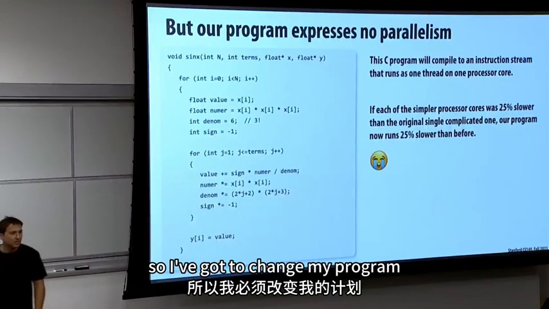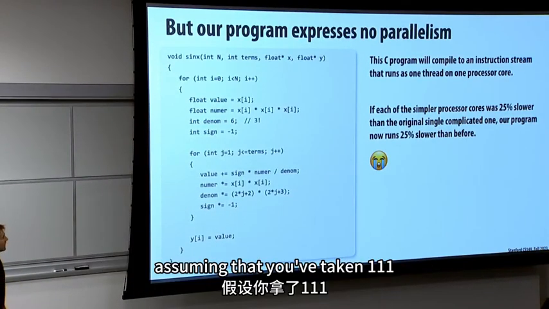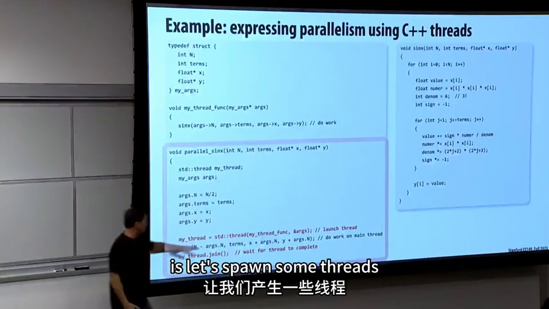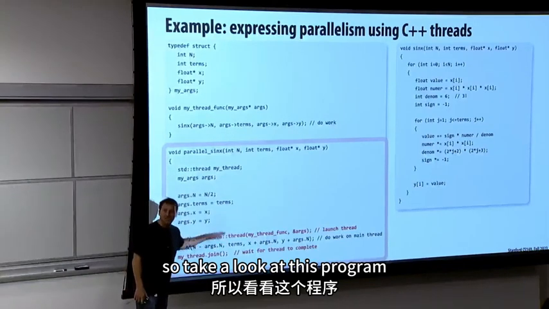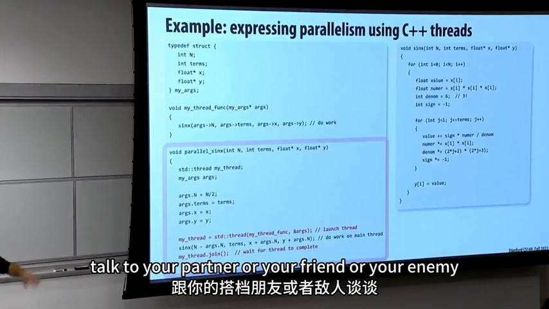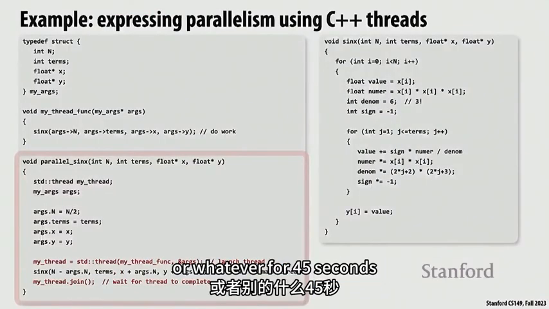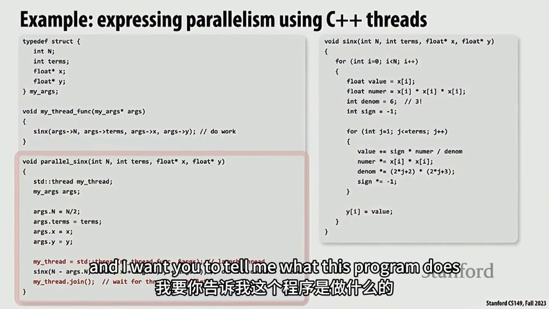So I've got to change my program. Let's do it in the only way that we know how, assuming that you've taken 111, which is let's spawn some threads. So take a look at this program. Take a break. I've been talking a lot. Talk to your partner or your friend or your enemy or whatever for 45 seconds, and I want you to tell me what this program does.